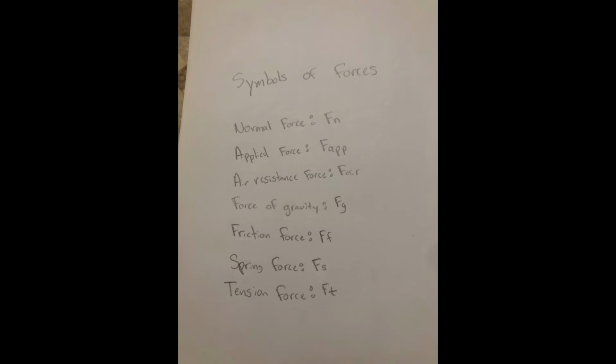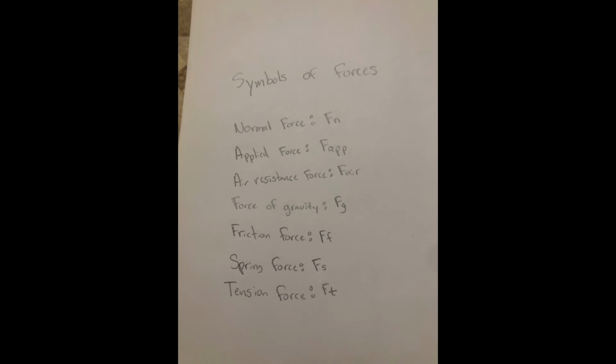Then we have the air resistance force, which is the F air one. And air resistance force is basically a force opposing the motion when something goes through the air. So we have that parachute again, with air going through the parachute, so it's being resisted.